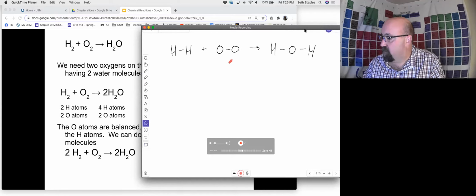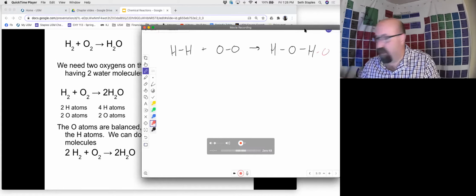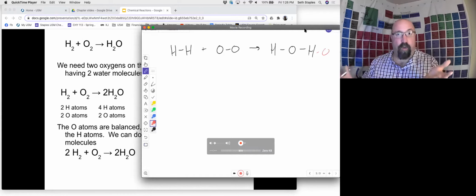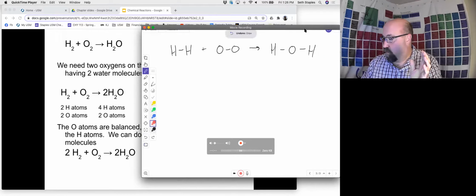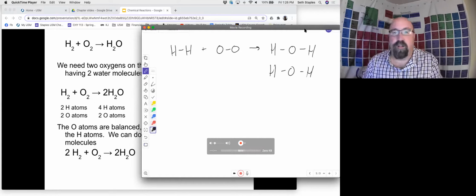2 oxygens here and only 1 oxygen here. So we know we need to fix our number of oxygens. So again, we know that we cannot simply add an oxygen like this. We can't simply add an oxygen onto this molecule. That doesn't work. It's not water anymore. So we're not going to do that. What we can do instead is say that we're going to form another whole entire water molecule. And so there it is.